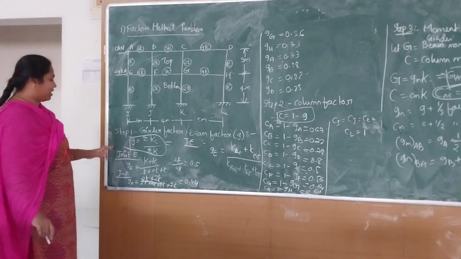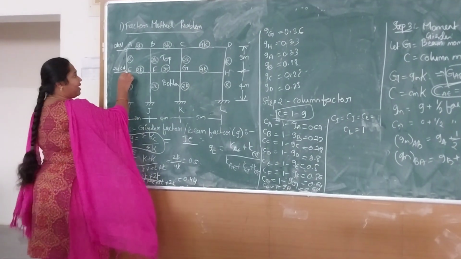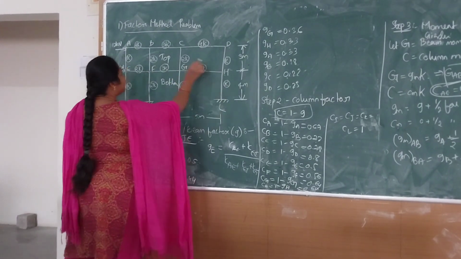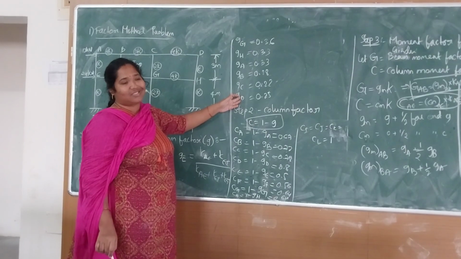How many girder factors are there? All these are beams. Joint E, joint F, joint G, H, A, B, C, D. You can see the values here. So this is step number 1.